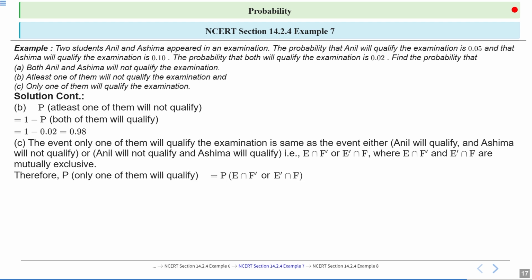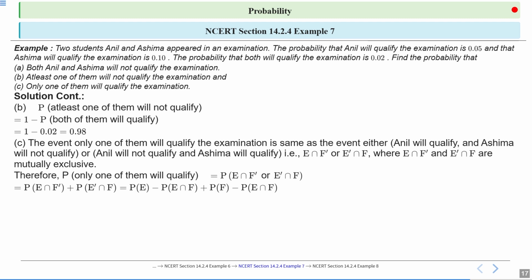Therefore, the probability that only one of them will qualify is equal to the probability of E intersection F complement or E complement intersection F. Since they are mutually exclusive, we can write it as the probability of E intersection F complement plus the probability of E complement intersection F. Then you can write it as the probability of E minus the probability of E intersection F, since E intersection F complement is equal to E minus E intersection F. Similarly, E complement intersection F is equal to F minus E intersection F.